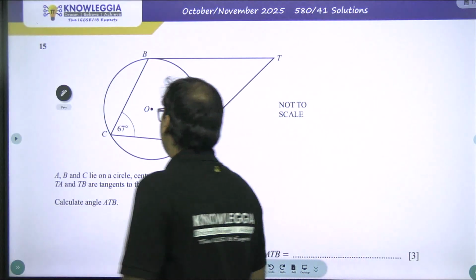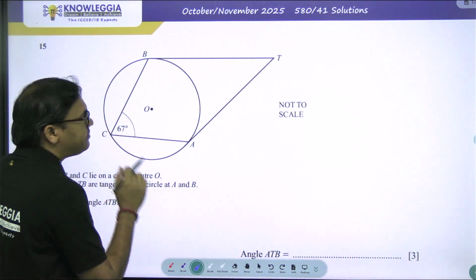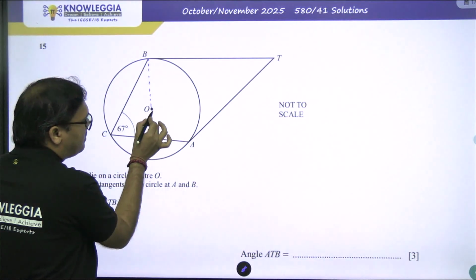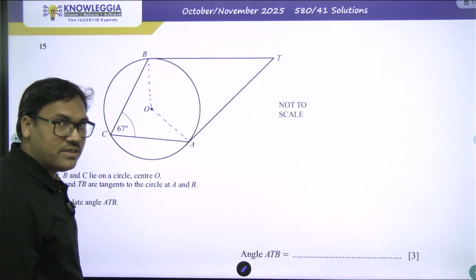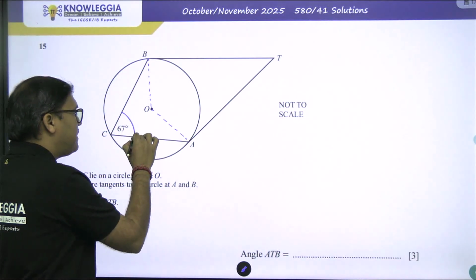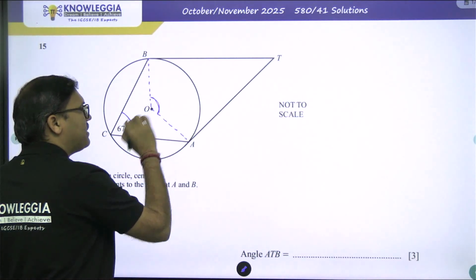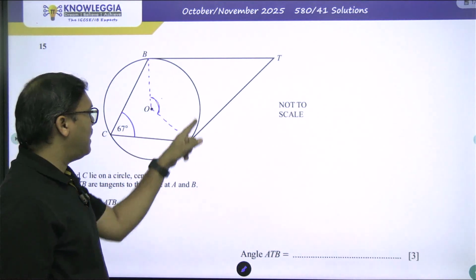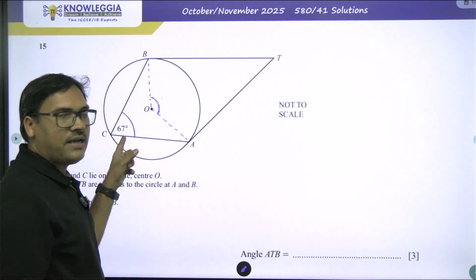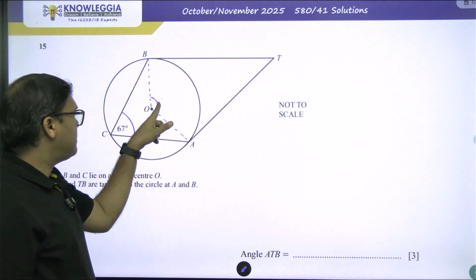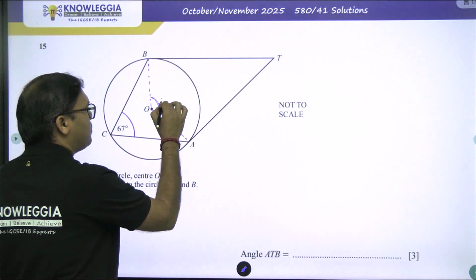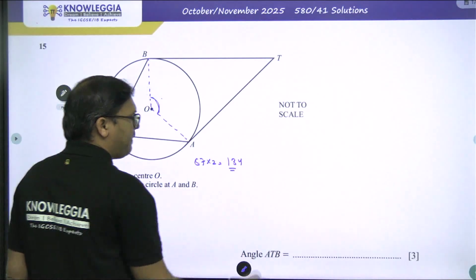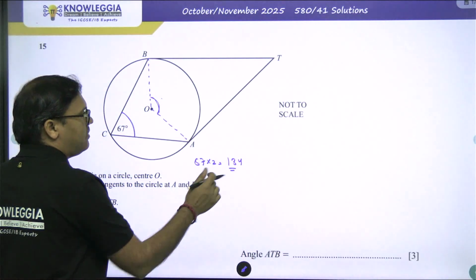So you can see, if you have to find this angle, what you can do is join the center. This angle is 67 degree. So this angle will be double of 67 degree. Why is this double of 67 degree? Because the angle at the center by the same arc is double the angle at the circumference, correct? So this is 67 into 2, which is 134 degree.